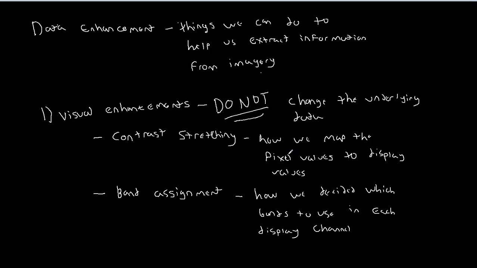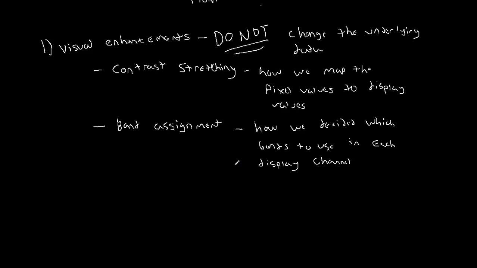And again, if you don't know what display values are, what display channels are, we're going to talk a lot more about these in future videos, so don't get too hung up on the specific terminology right now. So that's visual enhancements. They do not change the underlying data, right? We're choosing how we map the display values, and we're choosing which bands we use, but we're not actually changing anything. The second are what are called data transformations.